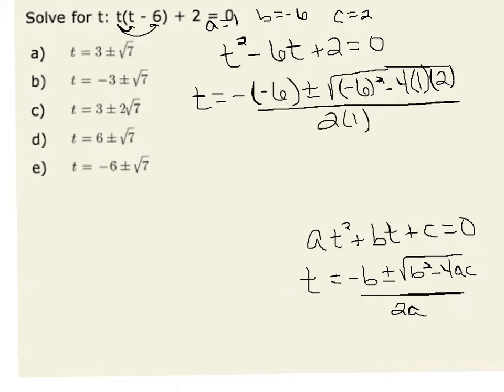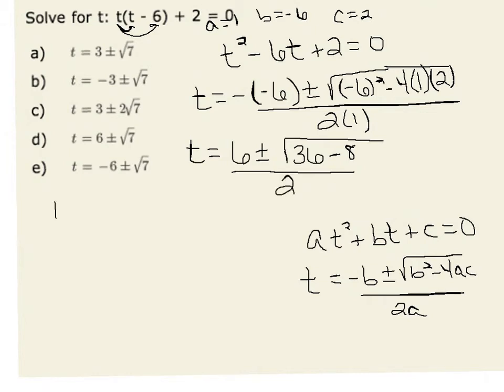Now I need to simplify my numerator and denominator. In my numerator, I have the opposite of a negative 6, or a positive 6. Now I want to simplify under the square root sign. I have a negative 6 squared, which is 36, and I want to subtract away 4 times 1 times 2, or subtract 8. That is all divided by 2 times 1, or 2. This gives me t is equal to 6 plus or minus the square root of 36 minus 8, which is equal to 28, all over 2.